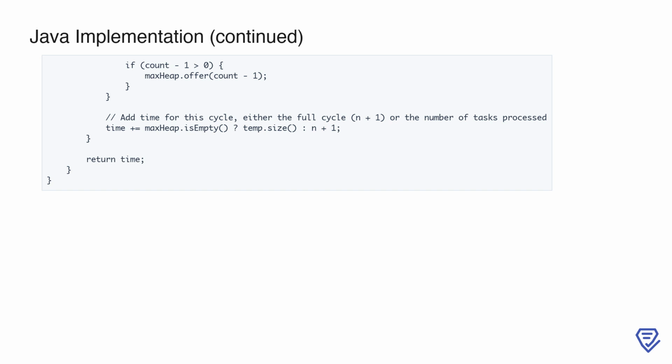If the heap is empty, the cycle duration is simply the number of tasks processed, stored in temp.size. Otherwise, we add a full cycle duration of n+1. This accounts for any idle time needed to respect the cooling interval. Once the heap is empty, meaning all tasks are completed, we exit the loop and return the accumulated time. This ensures the minimum time required to execute all tasks while adhering to the cooling interval constraint.